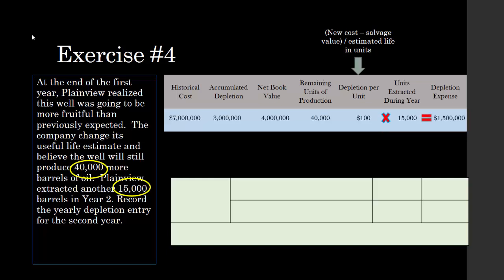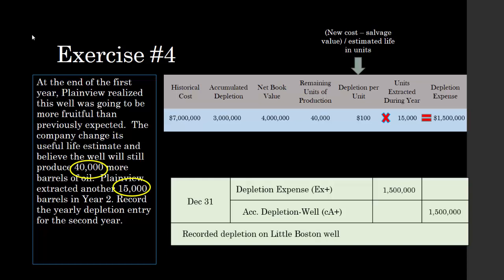And the entry is going to be exactly the same as we had last time, a debit to depletion expense, and since they choose to use an accumulated depletion account, a credit to accumulated depletion of well for that same amount. We recorded depletion on the Little Boston well for its second year of use.